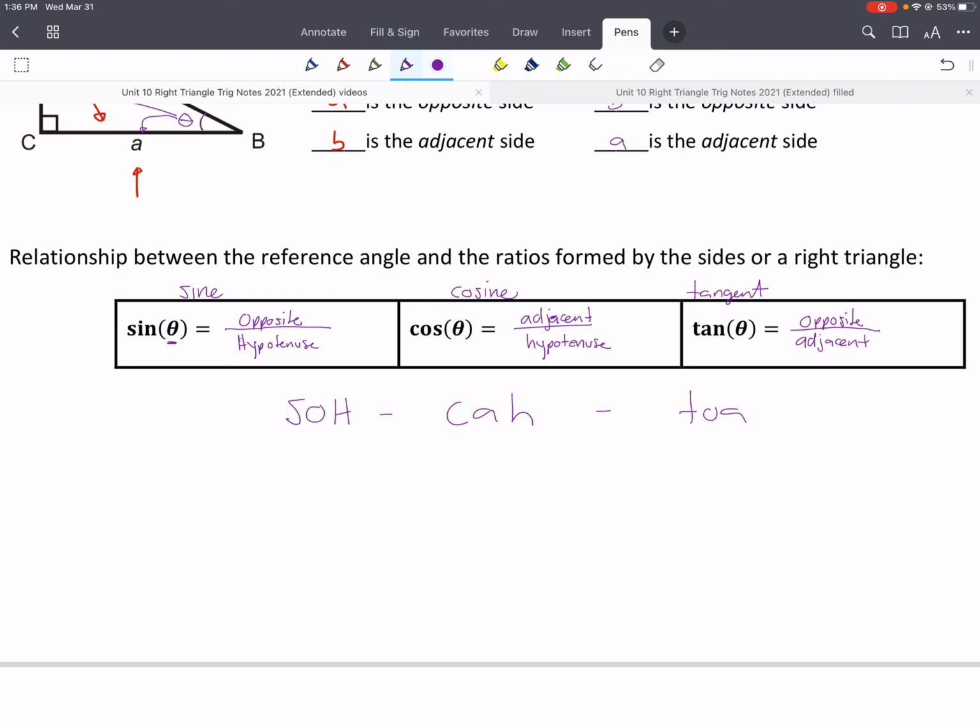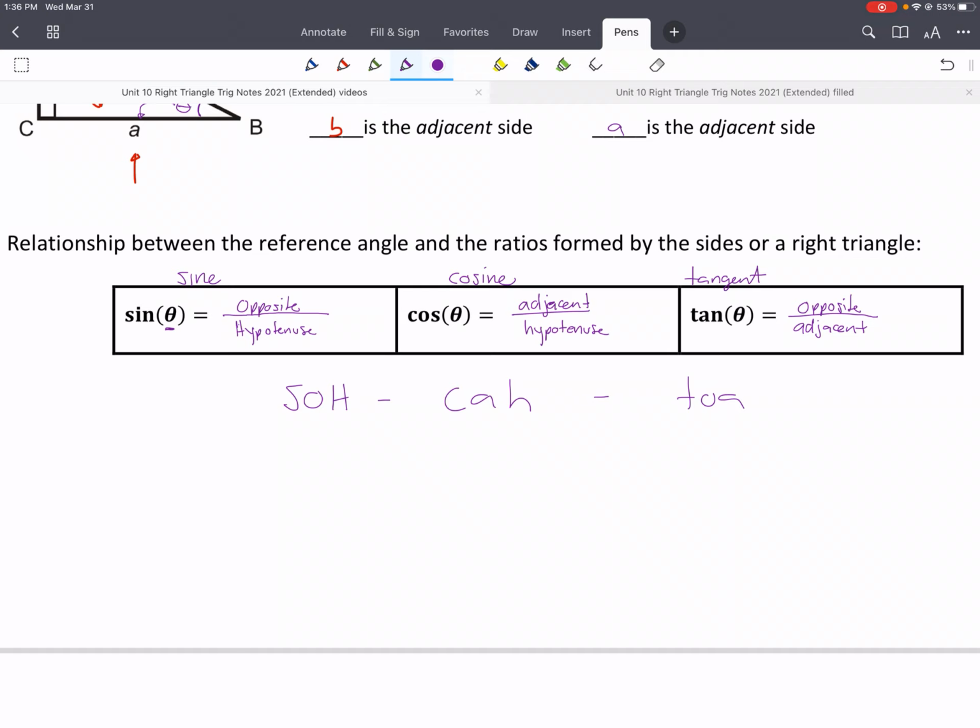SOHCAHTOA. And that's a good way to remember which sides correspond to sine, which sides correspond to cosine, and which sides correspond to tangent. All right, so if you know this ratio, the opposite over hypotenuse, then there is an exact answer for what that reference angle would be. We'll get more into that, but today we'll just be focusing on identifying these ratios based off of which function: sine, cosine, or tangent.